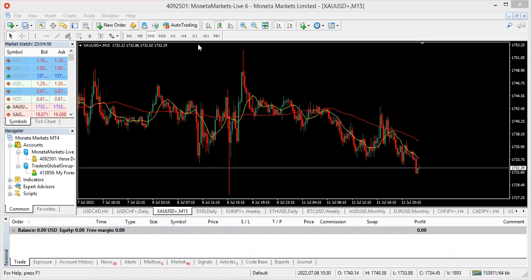Now the next class of trader is intraday, I-N-T-R-A with a hyphen D-A-Y. An intraday trader wants to come and close within a day, within 1 day.